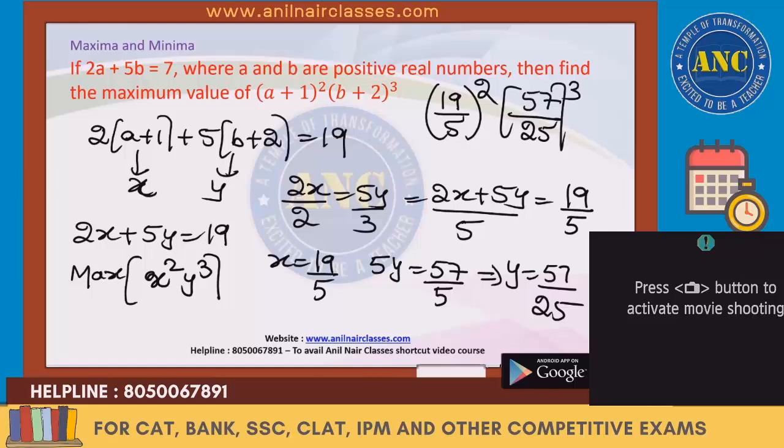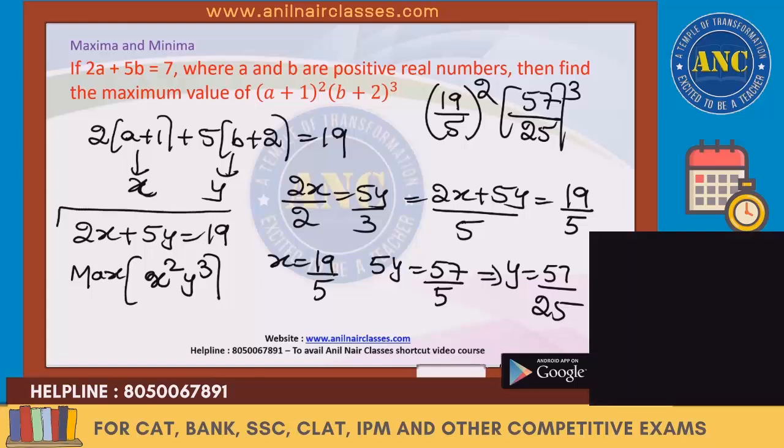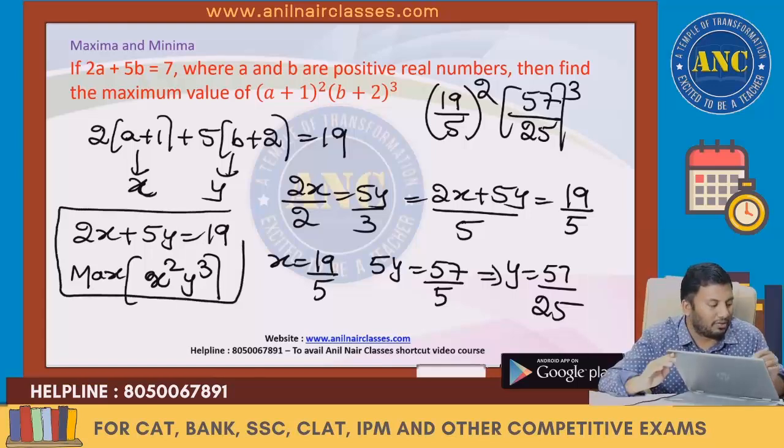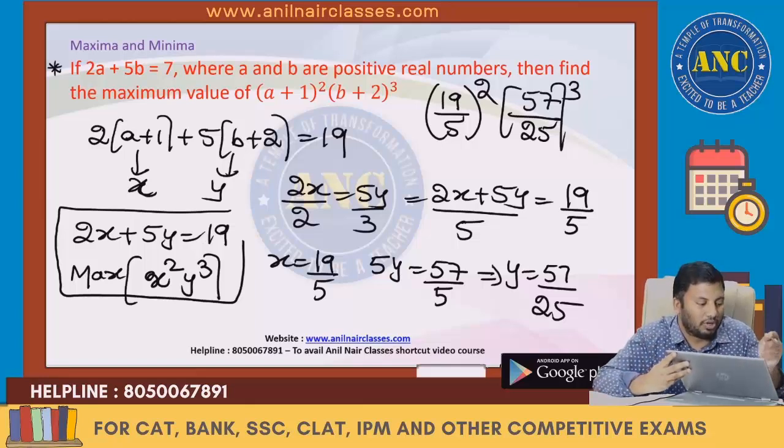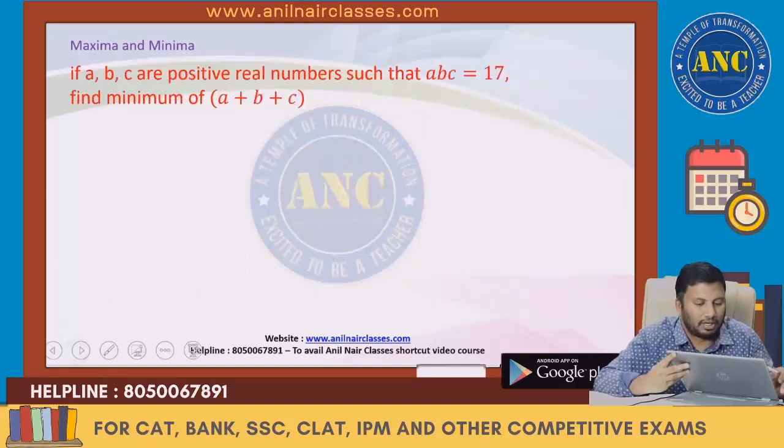2(a + 1) + 5(b + 2), 10 plus 2, 12, 12 plus 7, 19. So, 2x + 5y = 19, maximum of x squared y cube. 2x/2 = 5y/3 = (2x + 5y)/5, which is 19/5. So x will become 19/5, y will become 57/25. I hope the idea is clear. Very important model, sir. Very important model.